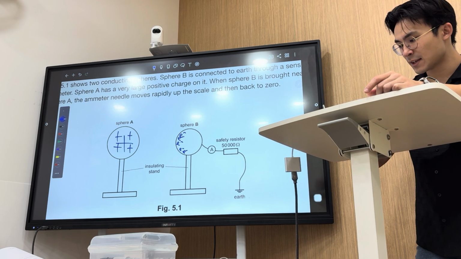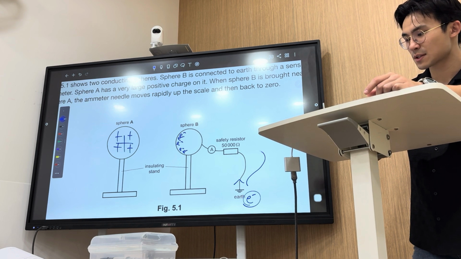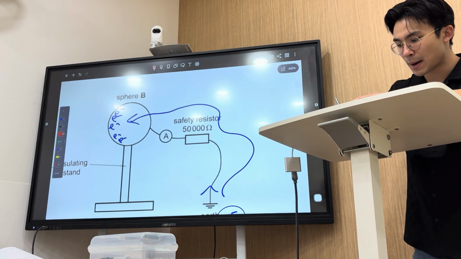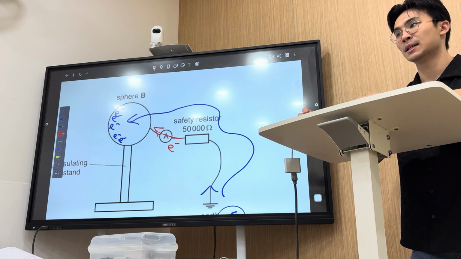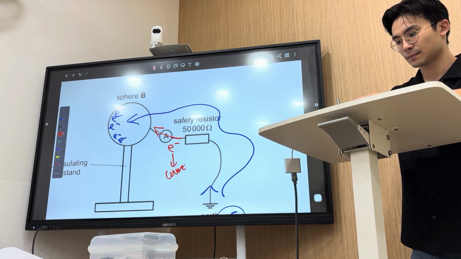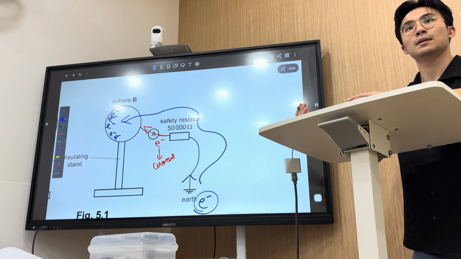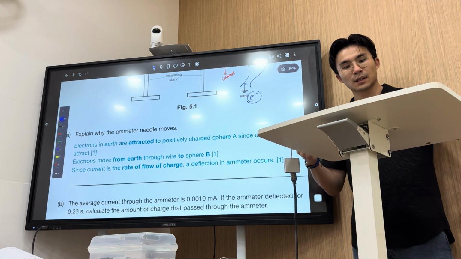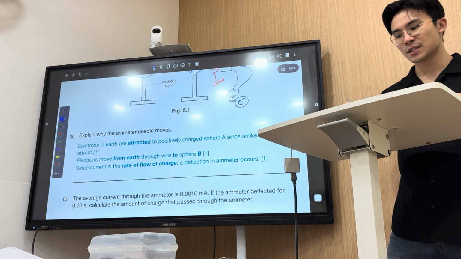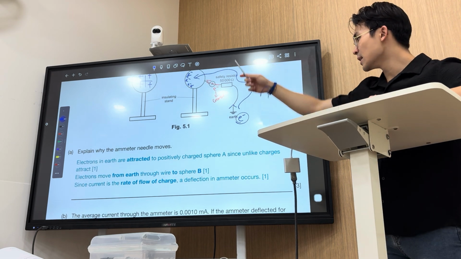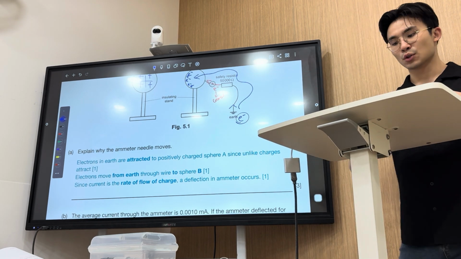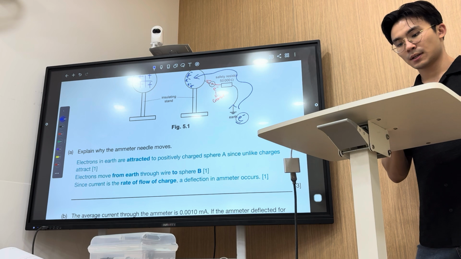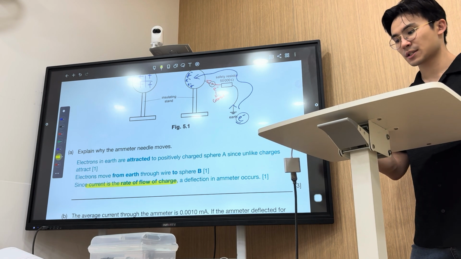Which means if I have electrons that are coming from Earth, they themselves want to go this way. True? The fact that your electrons can pass by your emitter means there is current. There is a flow of charges which will generate a deflection in your emitter. So read through: electrons in the earth are attracted to your positively charged A, since unlike charges attract. So they will move from the earth through the wire to your steering. Then since current is rate of flow of charge, you will have a deflection.